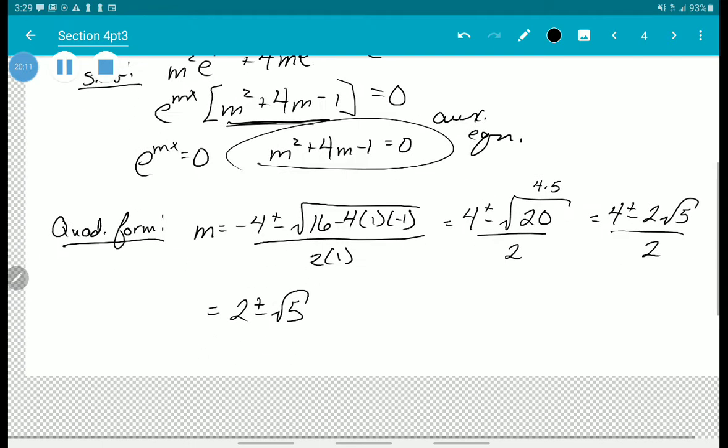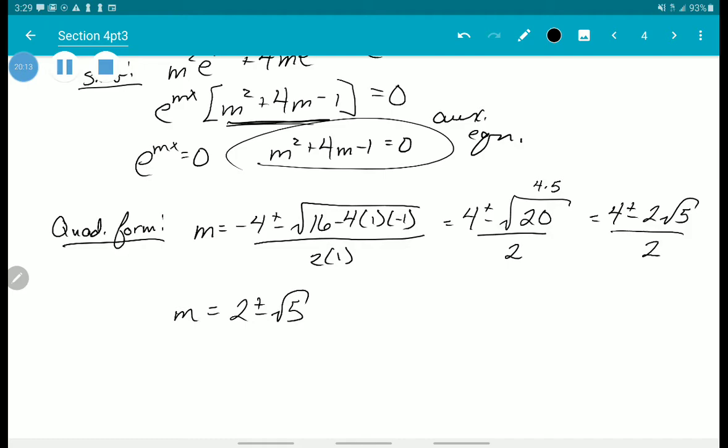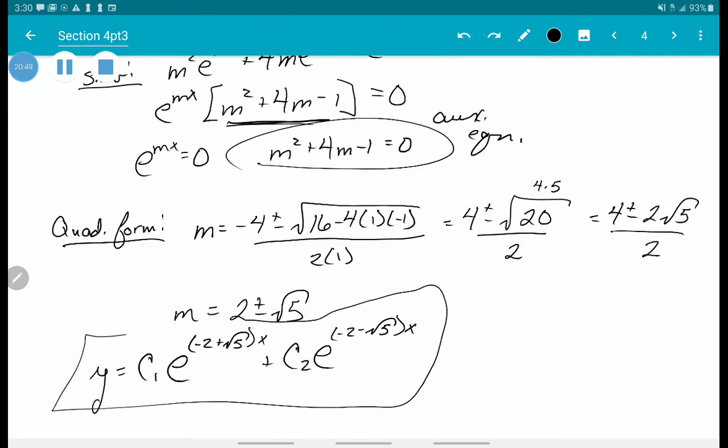So we do have 2 roots. They are irrational roots. So then our general solution is C1 e to the (negative 2 plus square root of 5)x, and then C2 e to the (negative 2 minus square root of 5)x. I do want you to notice those parentheses around those roots. Negative 2 minus square root of 5 has parentheses around it, and negative 2 plus square root of 5 has parentheses around it. All of that will be multiplied by that x. So those parentheses are important. So there's our general solution.